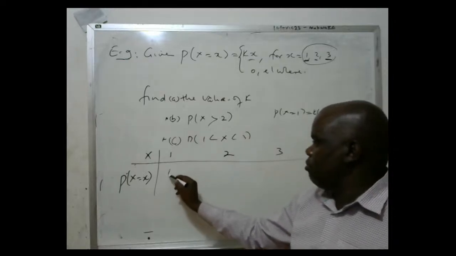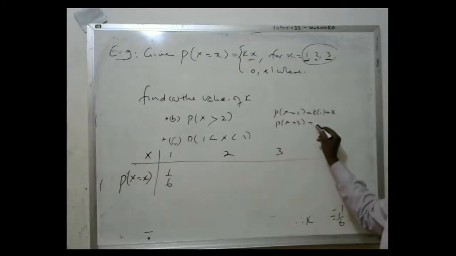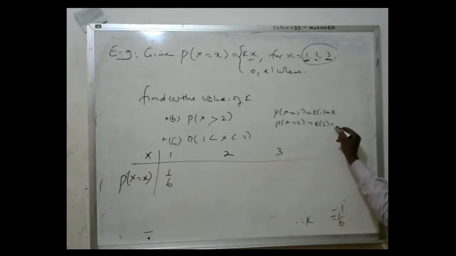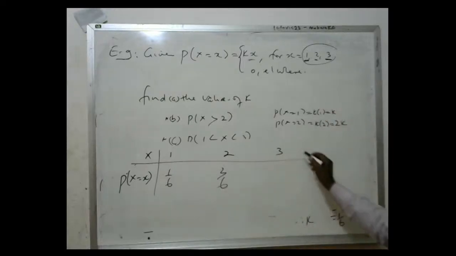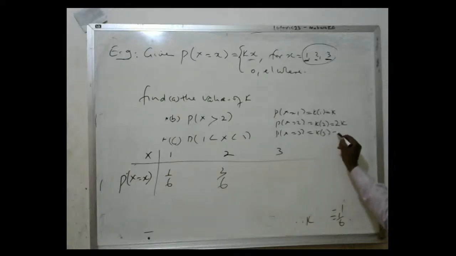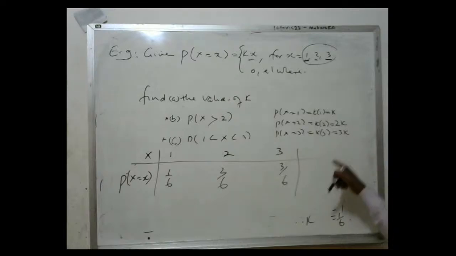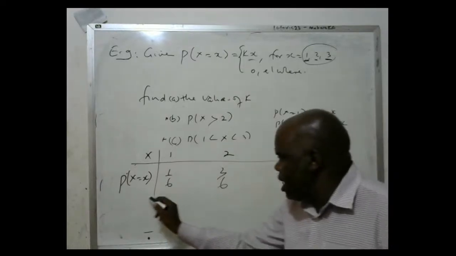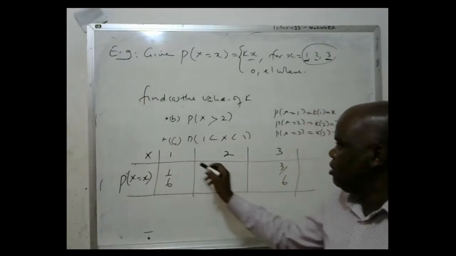So this is 1 out of what? 6. The probability of x equal to 2 is equal to k times 2, which is equal to 2k. So this is 2 out of 6. The probability of x equal to 3 shall be equal to k times 3, equal to 3k. So this is 3 out of 6, 3 times k. So once we have this, then we can work out anything they want us to work out.